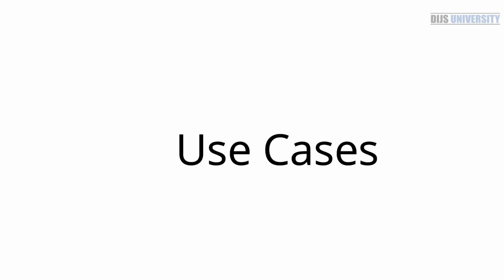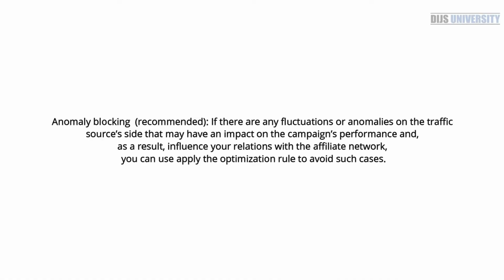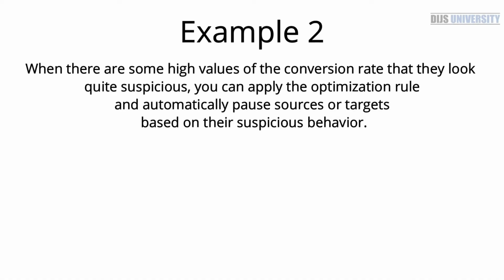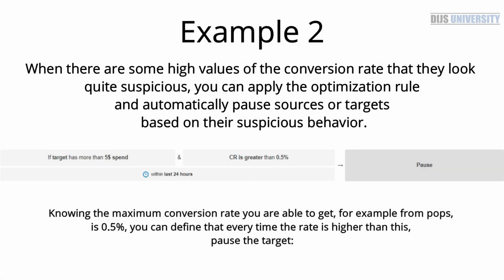All right, so let's go over some popular use cases. First, let's go over anomaly blocking, which is recommended. If there are any fluctuations or anomalies on the traffic sources side that may have an impact on the campaign's performance and as a result influence your relations with the affiliate network, then you can apply the optimization rule to avoid such cases. Here's our second example. Let's say there are high values of conversion rate that look suspicious. Then you can apply this optimization rule to automatically pause sources or targets based on their suspicious behavior.